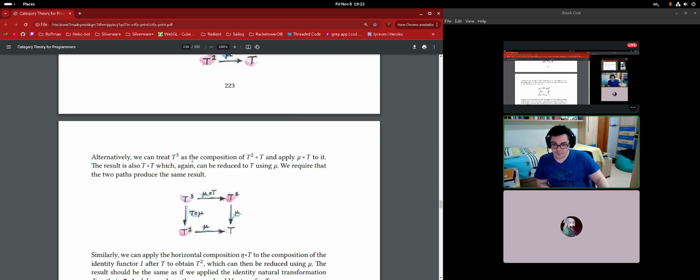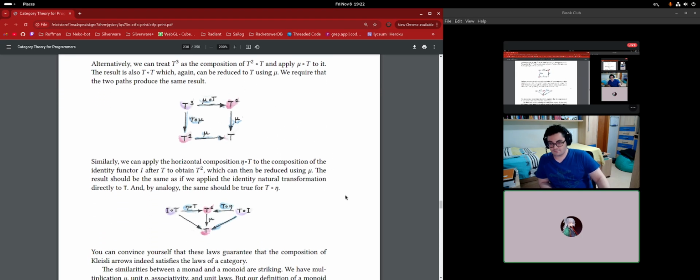Alternatively, we can treat T3 as a composition of T2 and T and apply mu after identity to it. So if you grab this, T3, and you apply identity, you're gonna get T3. But if you apply mu, you're gonna get T2, which is the same as this thing, which can be reduced again by using mu again. So it's like a double join. We require that the two paths, basically this square needs to commute, right? You need to actually end up in the same place, regardless of which path you choose.